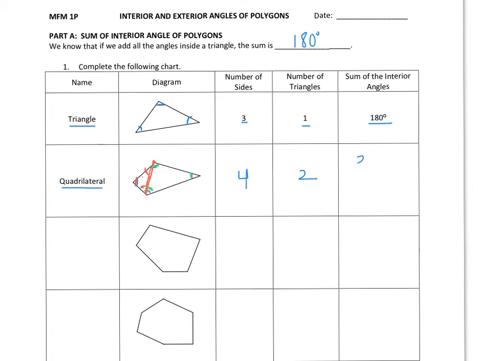Another way we can talk about the sum of the angles in a quadrilateral would be that there's 2 groups of 180 degrees, 2 triangles in there. That is equal to 360 degrees, which is what we found yesterday when we actually tore off those corners of our quadrilateral and lined them up together. We found that they added together to be 360 degrees, a full revolution.